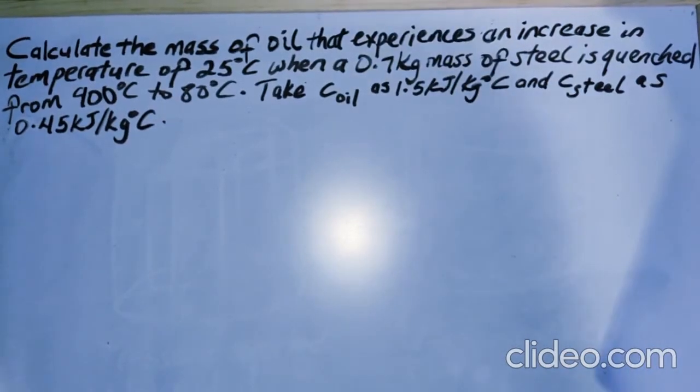Okay, so this question says to calculate the mass of oil that experiences an increase in temperature of 25 degrees Celsius when a 0.7 kilogram mass of steel is quenched from 900 degrees Celsius to 80 degrees Celsius. They give us the specific heat capacity of oil as 1.5 kilojoules per kilogram degree Celsius and that of steel as 0.45 kilojoules per kilogram degree Celsius.